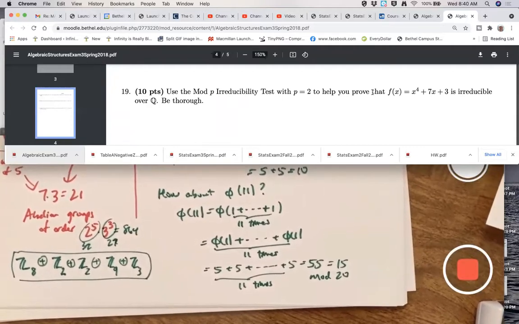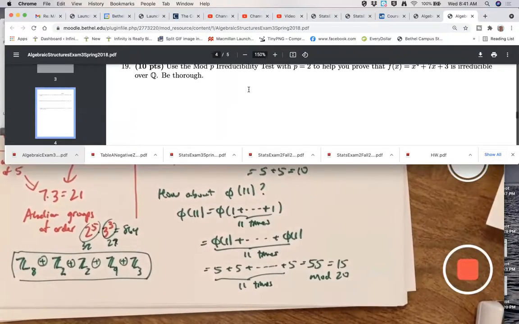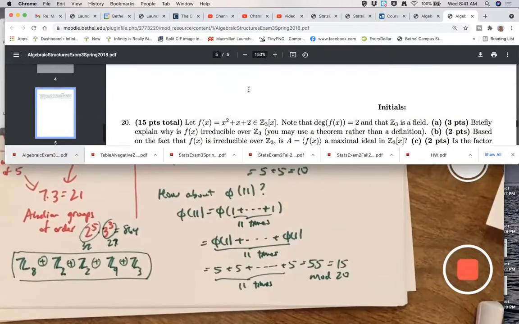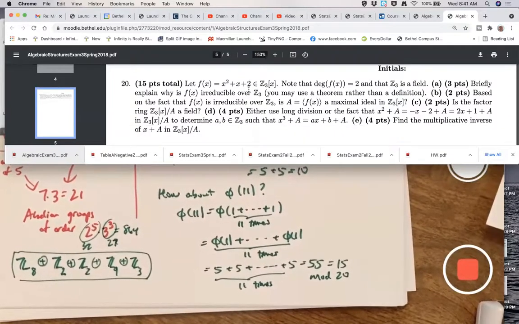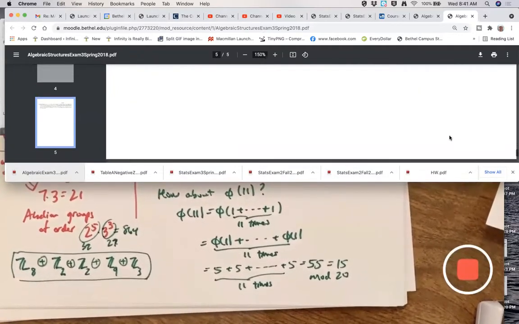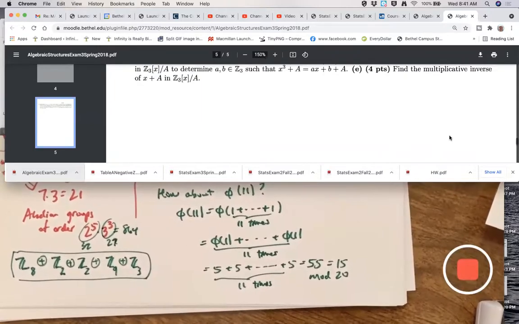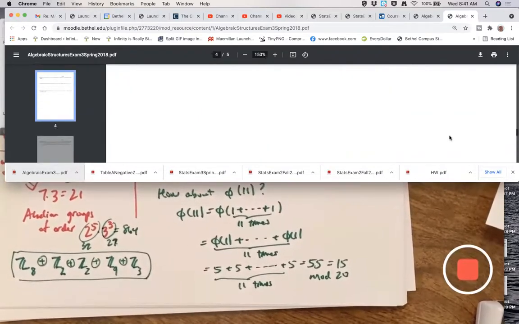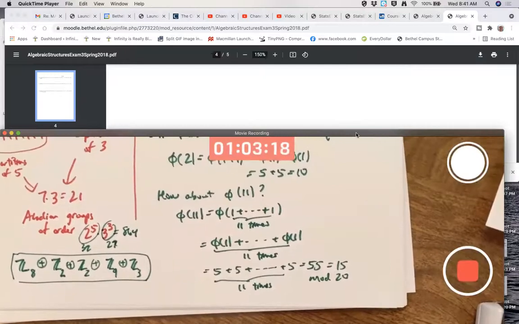Prove something's irreducible over Q. Tell you what to do there. That's what we focused on Monday. And we did focus on this kind of problem on Monday as well. I think that's about all I have here. Do you have any other questions at all?